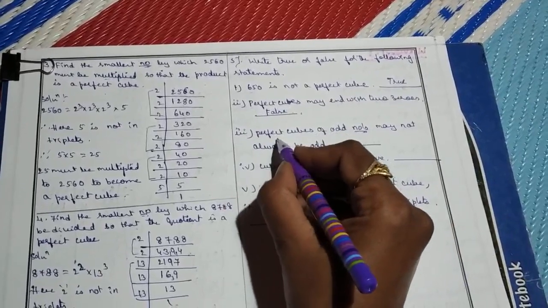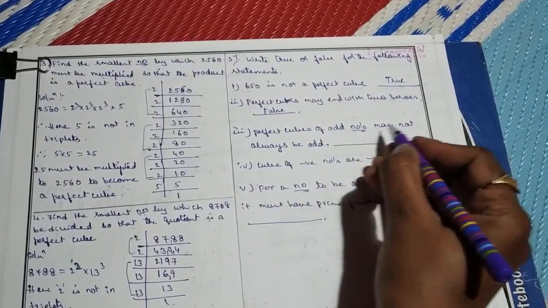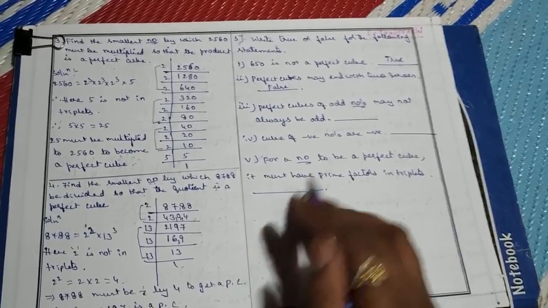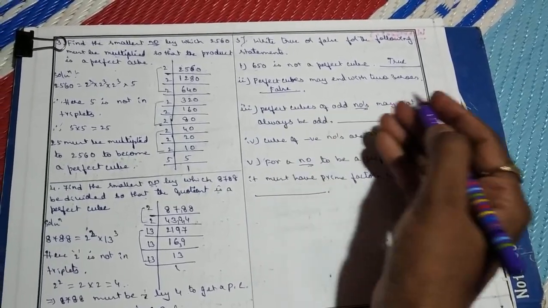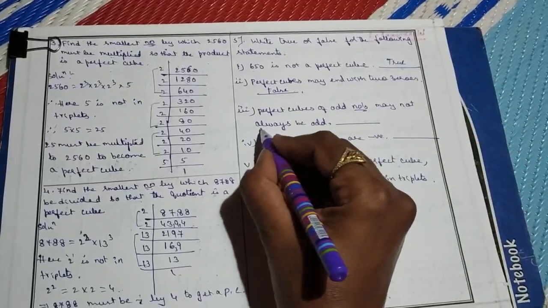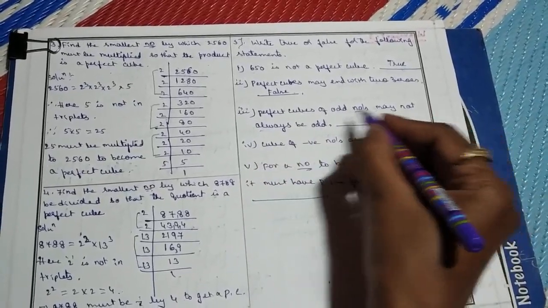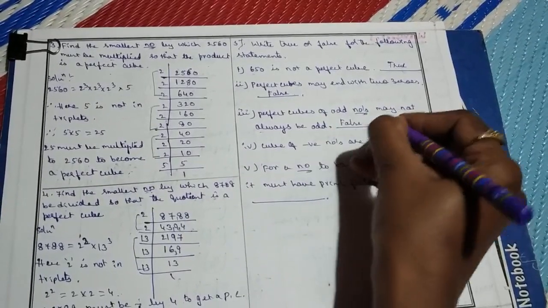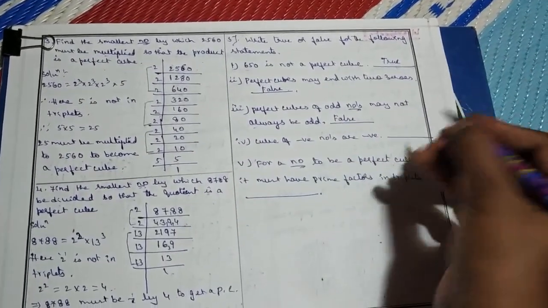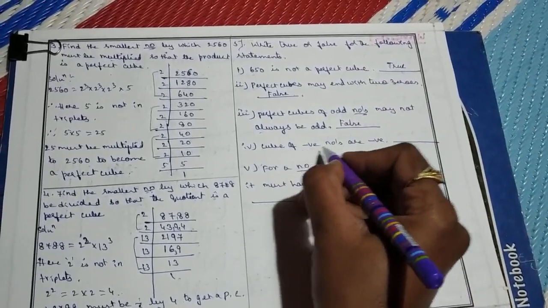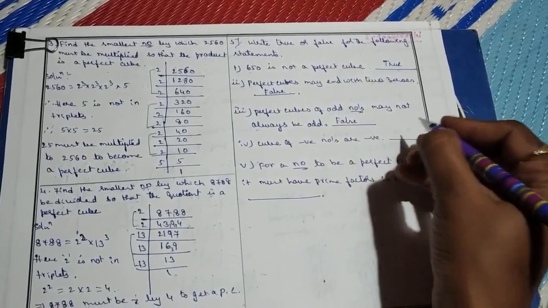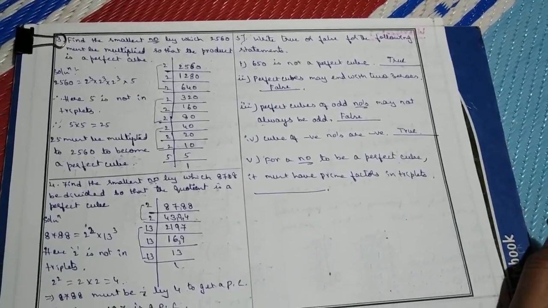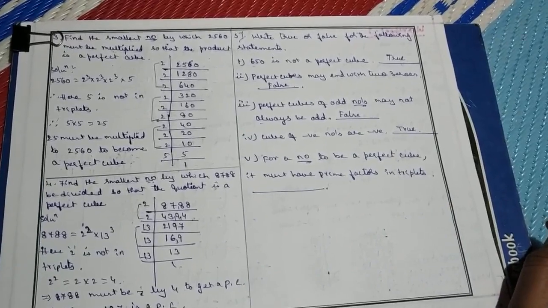Next, the third question: perfect cubes of odd numbers may not always be odd. According to the properties of cubes, we have learned that cubes of odd numbers are odd. But here he said may not always be odd. So the statement is false here. It is always odd, not may not always be odd. Okay. Next, cubes of negative numbers are always negative. Yes. We have learned just now that the cube of a negative number is negative and the cube of a positive number is positive.